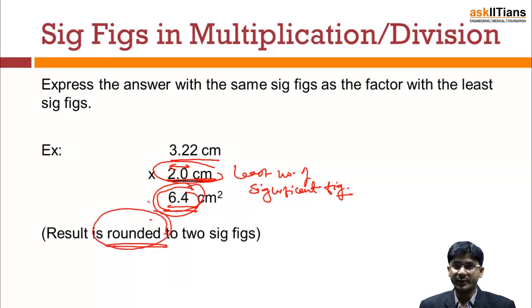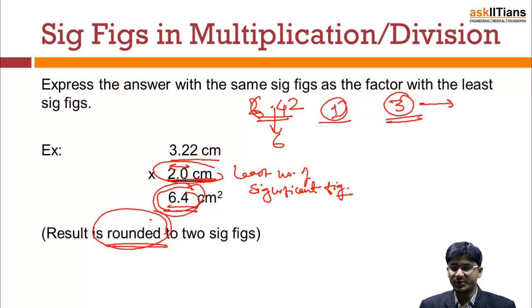We round when we know the number of significant figures. If this is 6.4 and it has to be rounded to 1 significant digit, then this value will become 6. Suppose this was 6.42 and the number of significant digits were 3, then you leave it at 6.42, because now this has 3 significant digits.